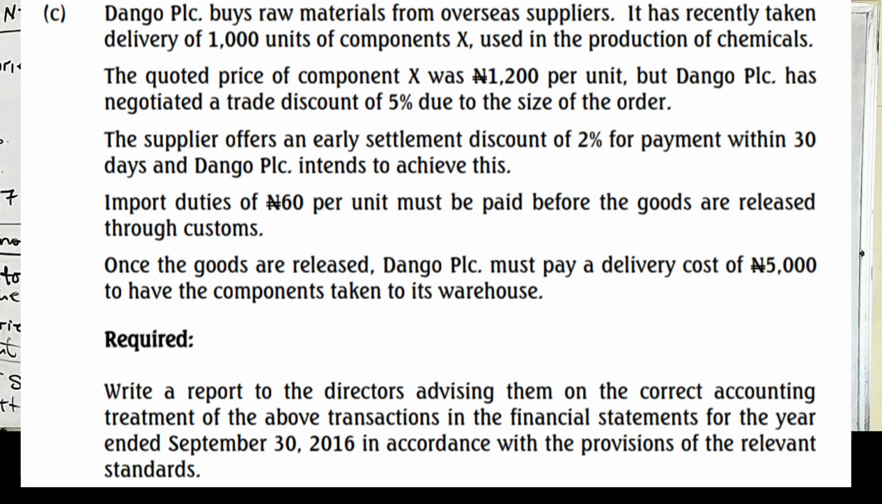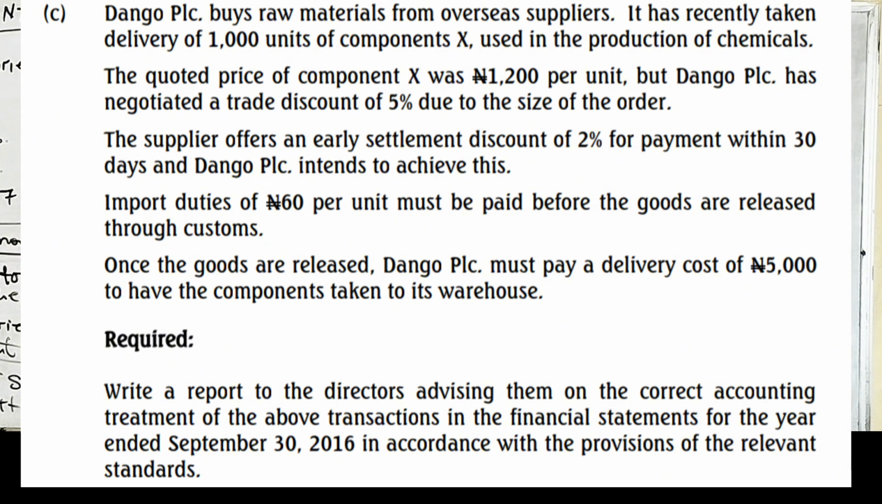So question 4 is Dango PLC buys raw materials from overseas suppliers. It has recently taken delivery of 1,000 units of component X used in the production of chemicals. The quoted price of component X was 1,200 per unit, but Dango PLC has negotiated a trade discount of 5% due to the size of the order.